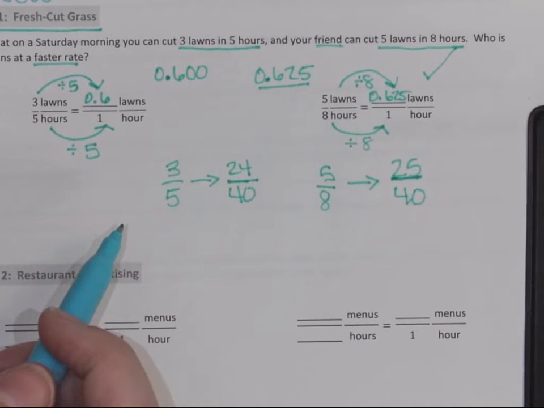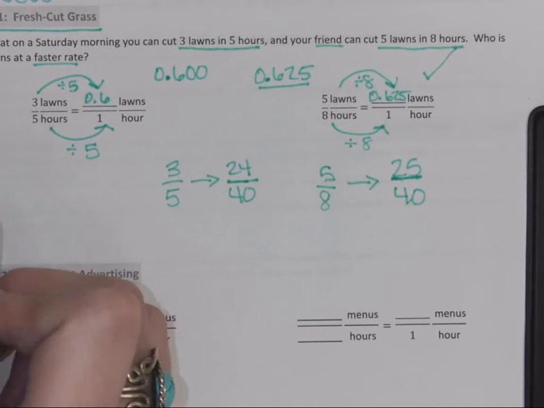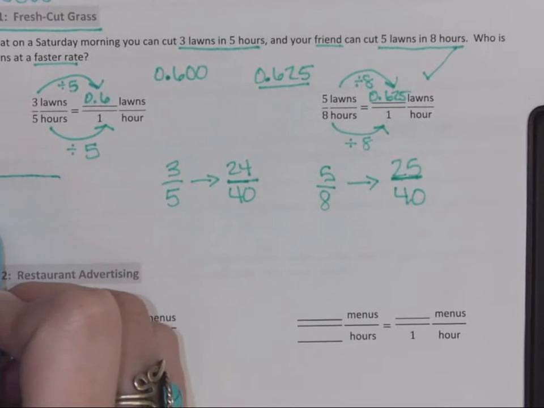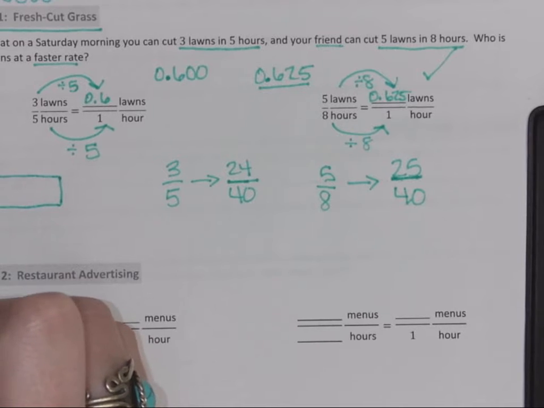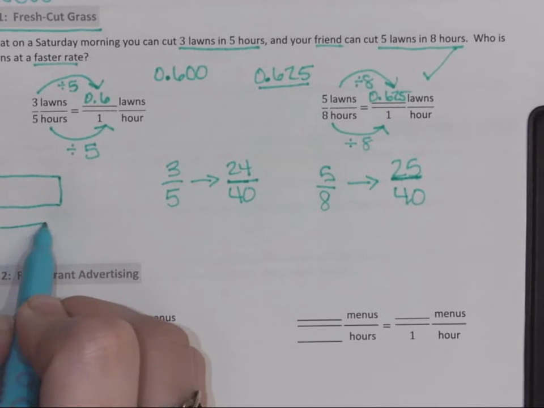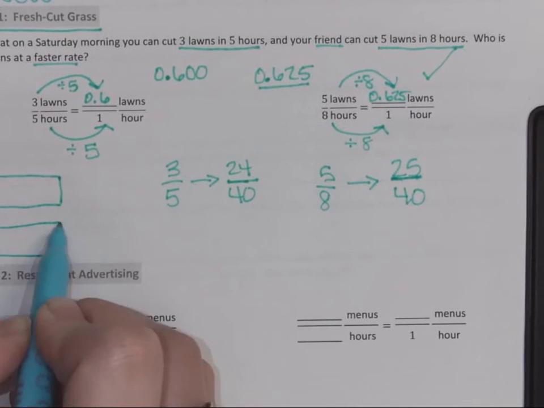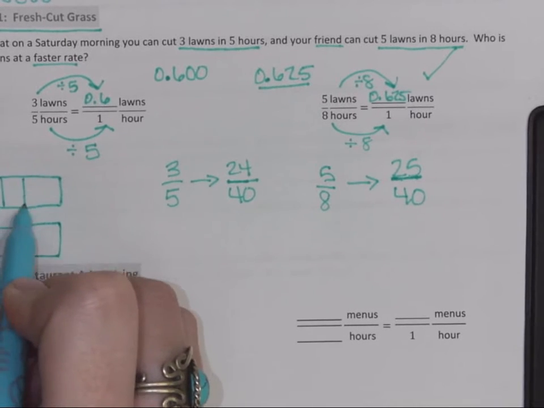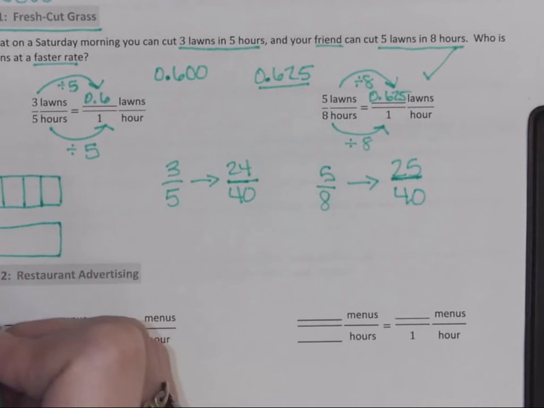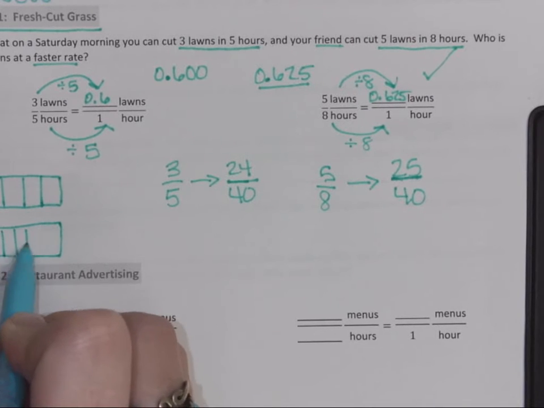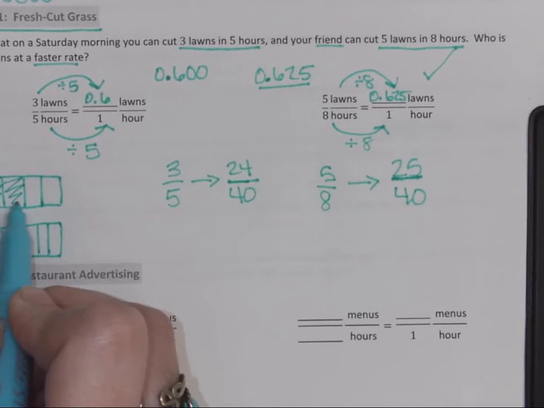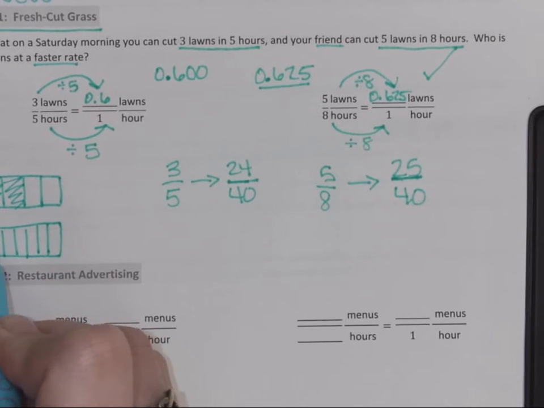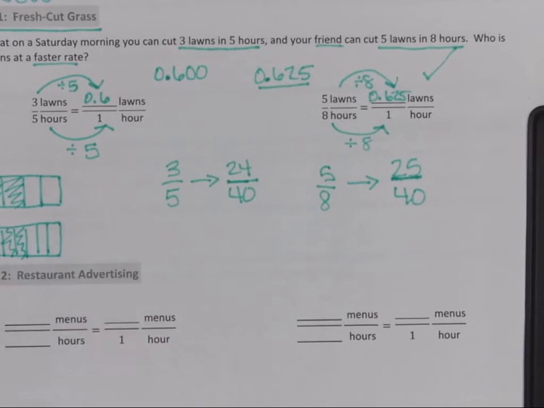Here's another good point. Let me show you why we can't use tape diagrams for this problem. I mean, you can, but why you maybe shouldn't. So here's me. Here's my friend. If I draw it, then I have 5, right? And the friend has 8. I cut 1, 2, 3. My friend cuts 1, 2, 3, 4, 5. Now, is it easy to tell who cut more by this picture?